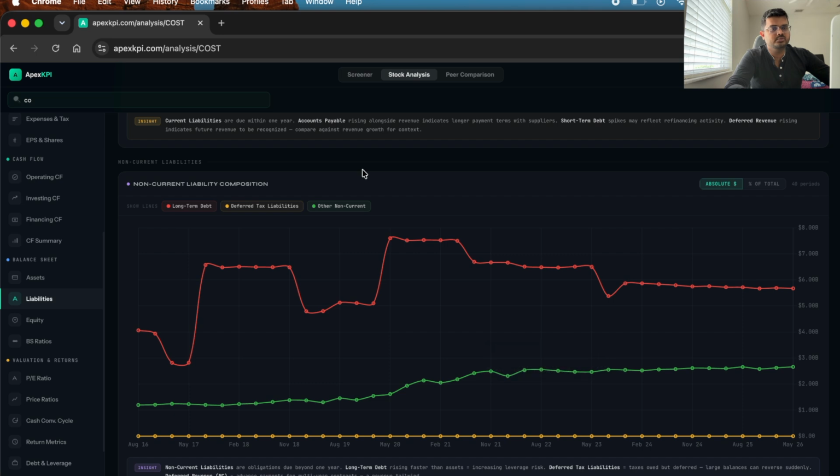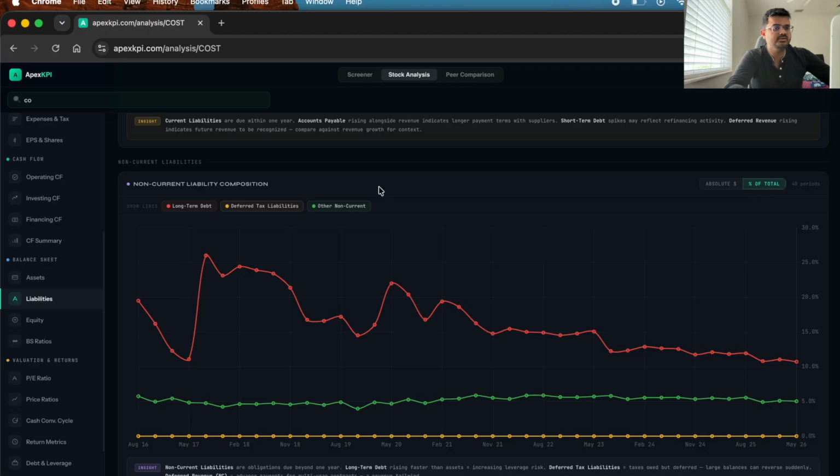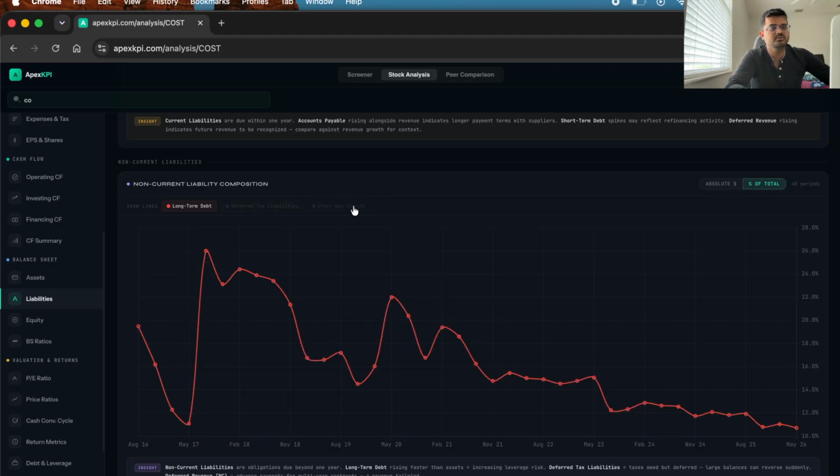And now moving on to the long-term liability or non-current liability, they have three sections. One is long-term debt, deferred tax liability, and other non-current. Looking at it in total percentage value, around 2017 long-term debt was 27% of total liability, but as the business has grown and progressed, in the most recent reporting period they had only 10.7% of their total liabilities as long-term debt, which is interest-bearing debt, very little for Costco.